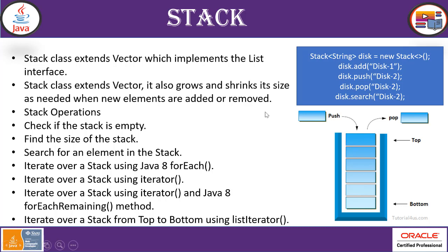Now, when it comes to the Java collection framework, it's itself a class that extends the vector, which implements the list interface. Stack class extends vector. It also grows and shrinks its size as needed when new elements are added or removed. Stack operations: you can check if the stack is empty, find the size of the stack, search for an element in the stack, and iterate over a stack using the Java for each method. We have seen iterate over a stack using iterator, and the same way you can use for each remaining. Iteration basically helps you traverse the data from top to bottom using list iterator.